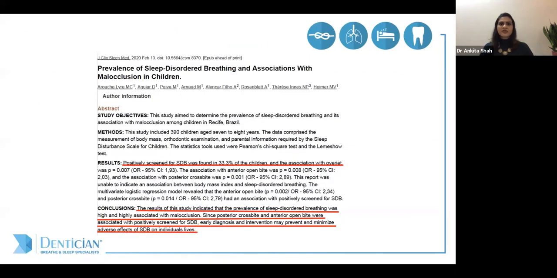This is one of the most recent papers where they found that 33.3% of children were affected with SDB, and they were most commonly associated with malocclusions like overjet, anterior open bites, and posterior crossbites. Now tell me, how often do we come across these malocclusions in our practices? Quite often, right? So that's the reason I'm telling you that we need to start changing the way we look at these malocclusions and start evaluating for SDB also.